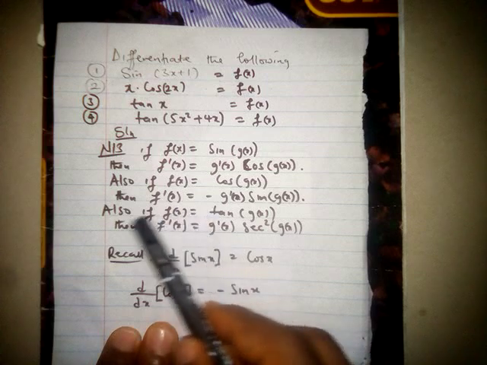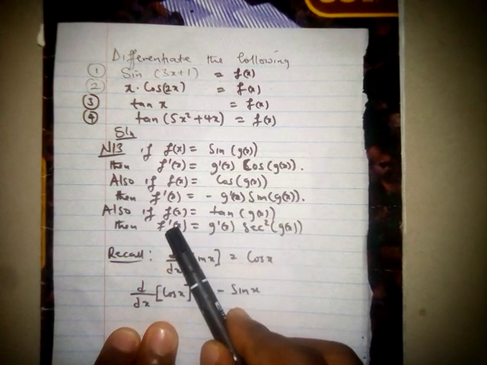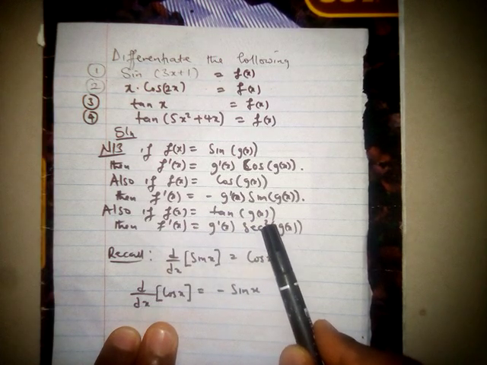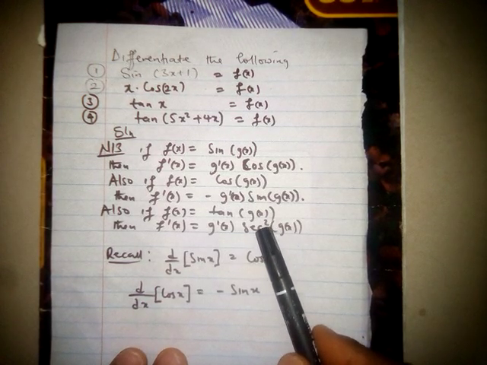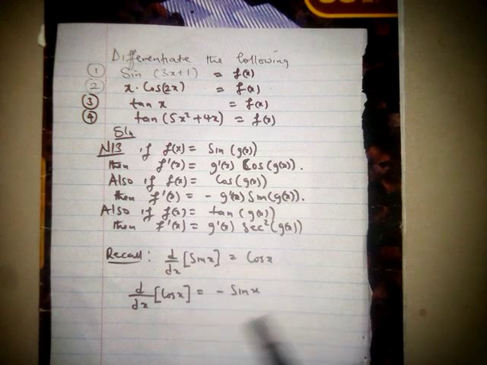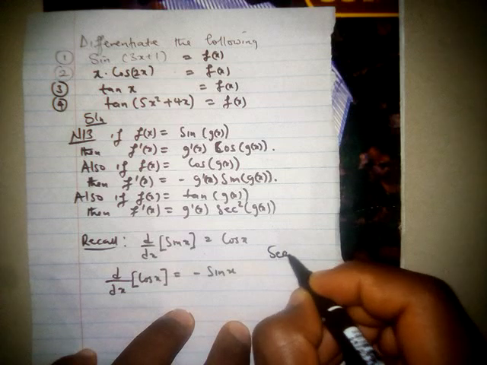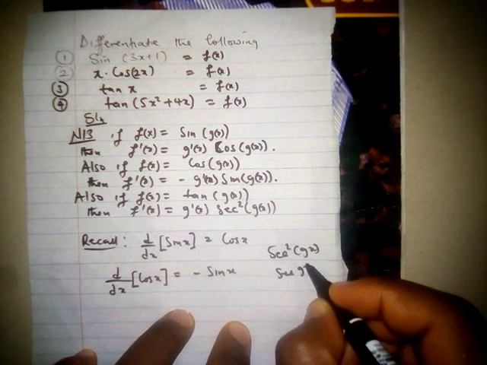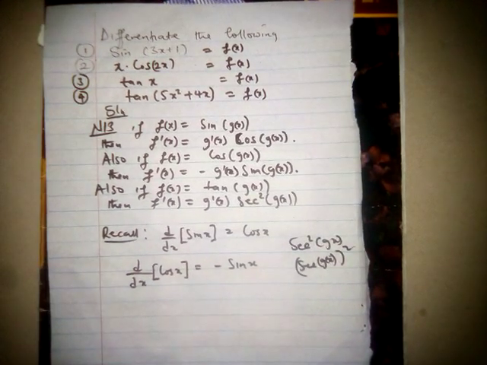Also if my f of x is equal to tan g of x, then my f prime of x is equal to g prime of x sec square g of x. And this sec square means sec of g of x, all square. Whenever I say sec square g of x, this means sec g of x all square. So that is just a notation for it. Let's go on with this.